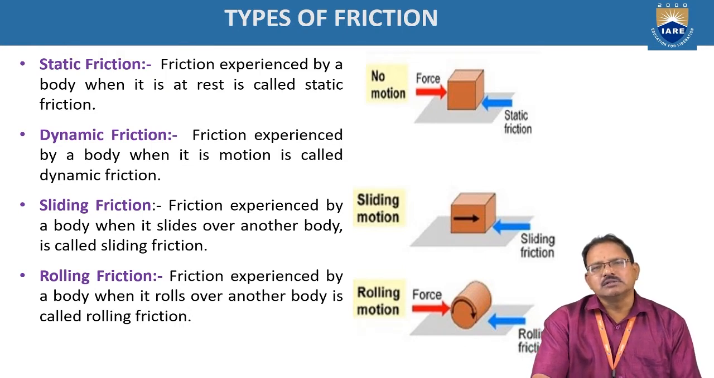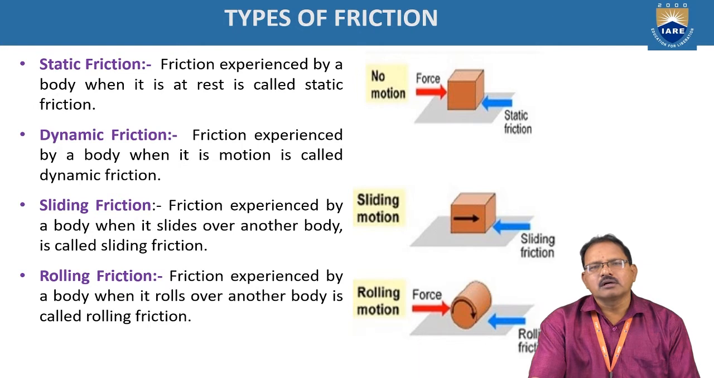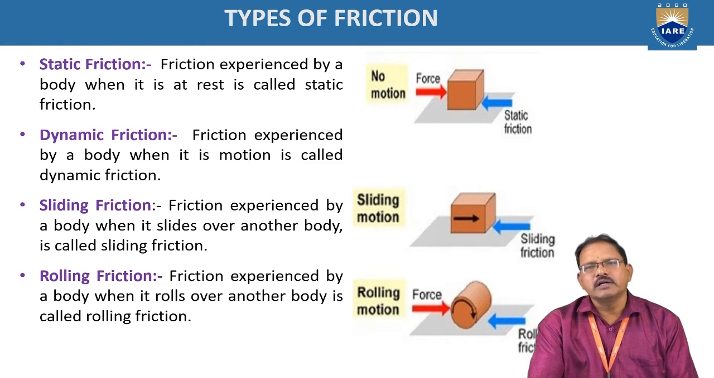Friction exists between two bodies when they tend to move relative to one another. Different types of frictional forces exist depending upon the type of motion taking place between the two bodies. They are classified as static friction and dynamic friction. Static friction is the friction experienced by a body when it is at rest.